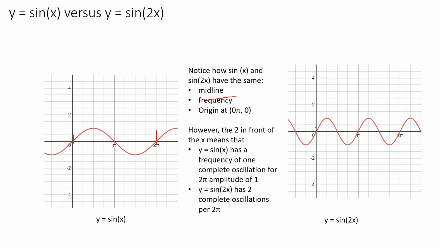But here, there's 1, there's 2 at 2 pi. So by putting 2 after the sine, or the same as the cosine, as you'll see in a moment, we are doubling the oscillation rate.